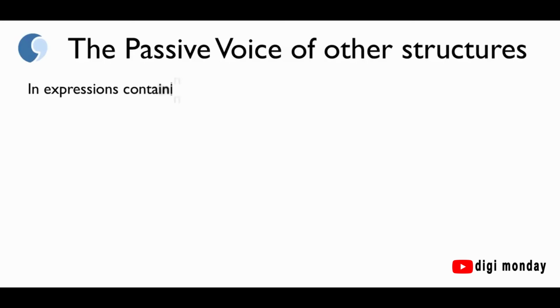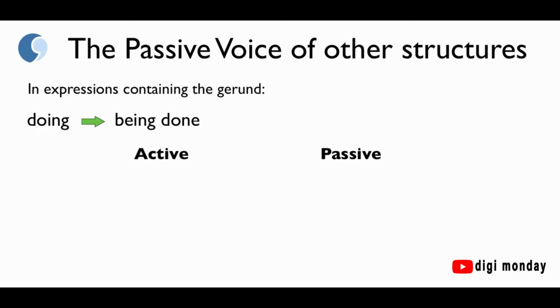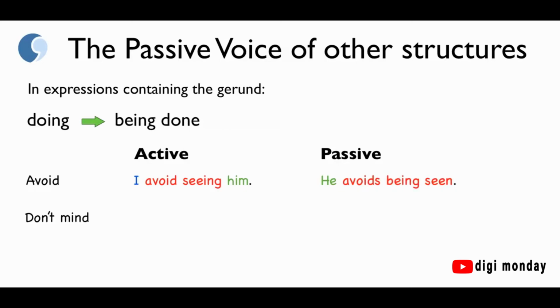Next, in expressions containing the gerund doing, the passive voice is with being done. Let's look at a couple of examples. Avoid. I avoid seeing him. He avoids being seen. With the expression don't mind, I don't mind teaching her. She doesn't mind being taught.